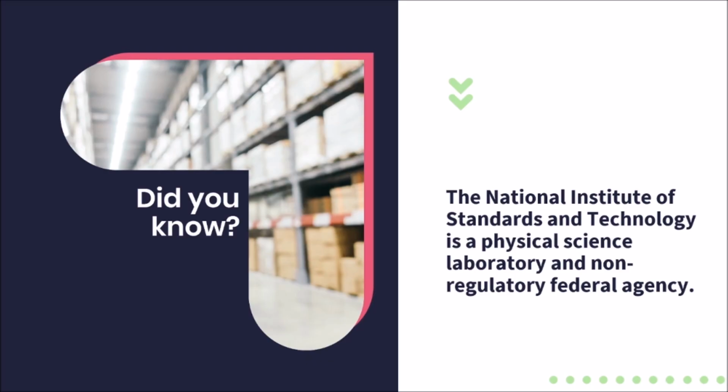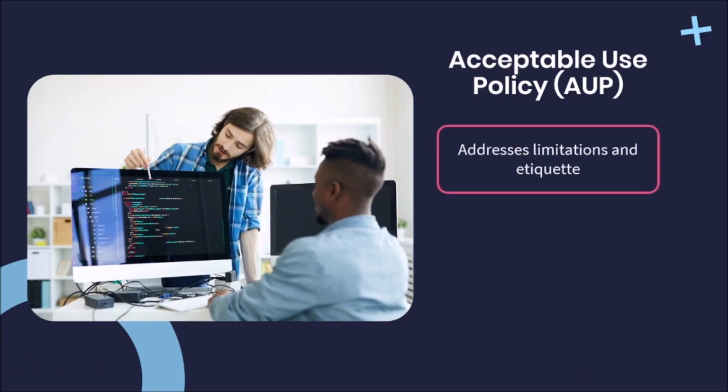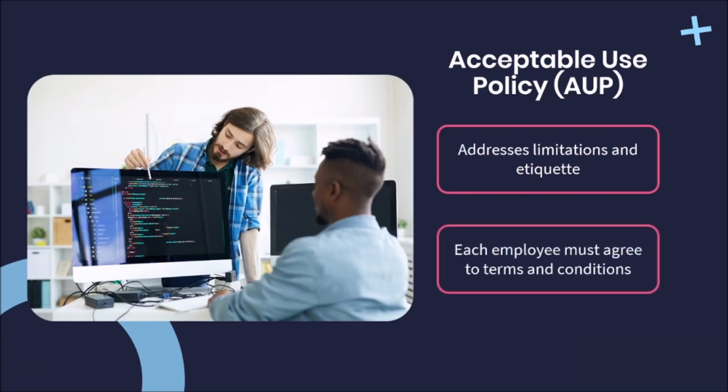An AUP, or Acceptable Use Policy, is used to address limitations and etiquette, or should we rather say netiquette, as this is the modern term for what constitutes good manners in the technology world. Each employee must agree to certain terms and conditions before being granted access to any of the organizational assets and resources. These policies can be incorporated into an online business using cookies on websites.